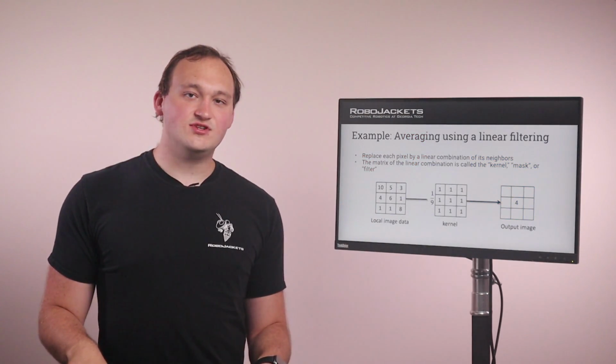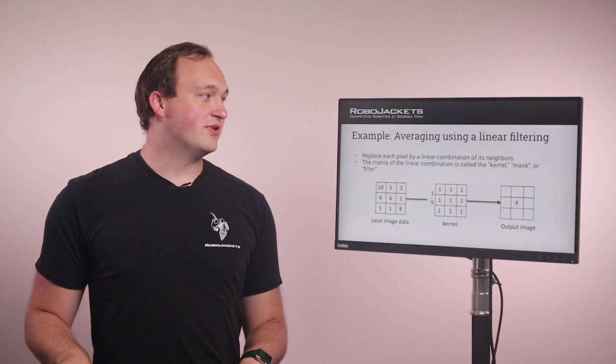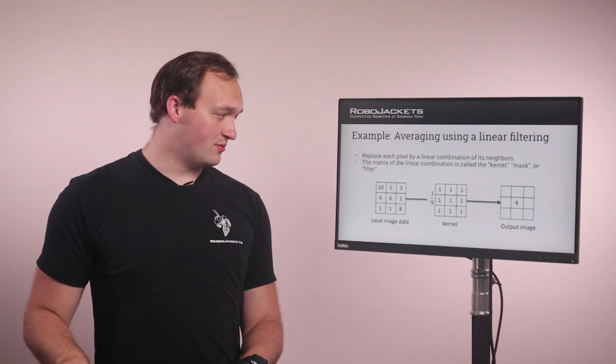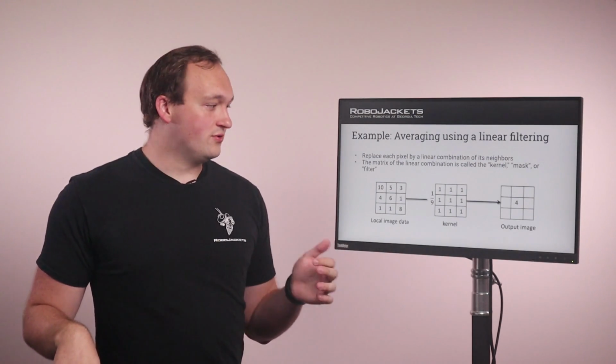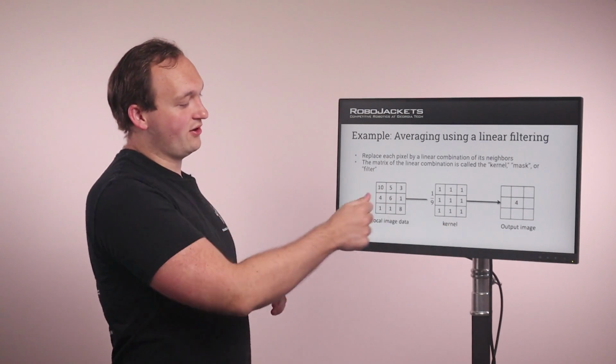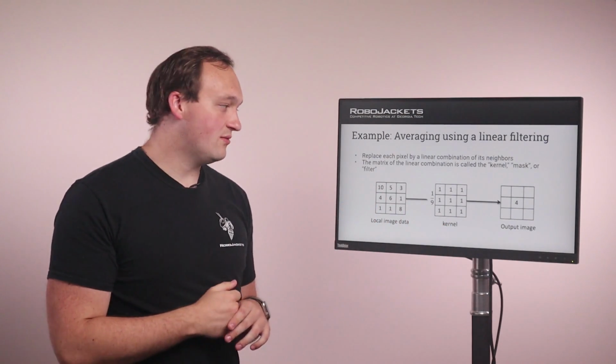An example of that is averaging using a linear filter. We're going to replace each pixel by a linear combination of its neighbors. The matrix of the linear combination is called the kernel. So this is the thing that we're going to multiply all of the subsections of the image data by.